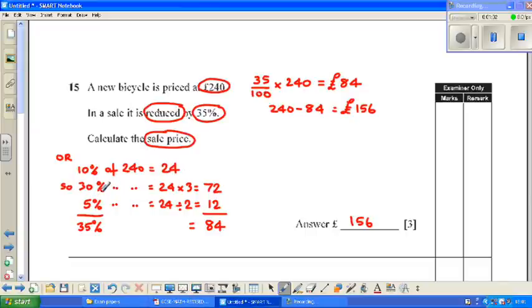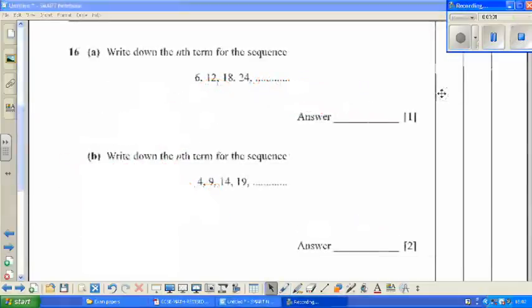So 30% then is going to be 3 times the 10% number. 24 times 3 is 72. And then 5% is going to be half the 10% number. 24 divided by 2 is 12. So that gives you 35%. Same answer, £84, and you subtract it to get your sale price.